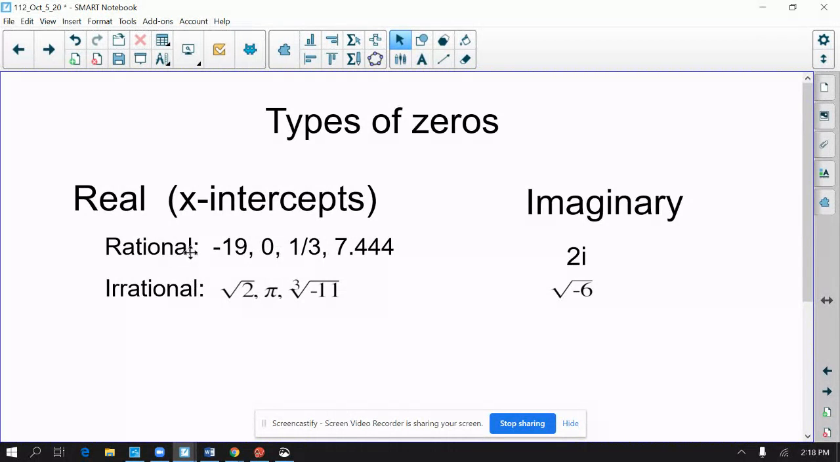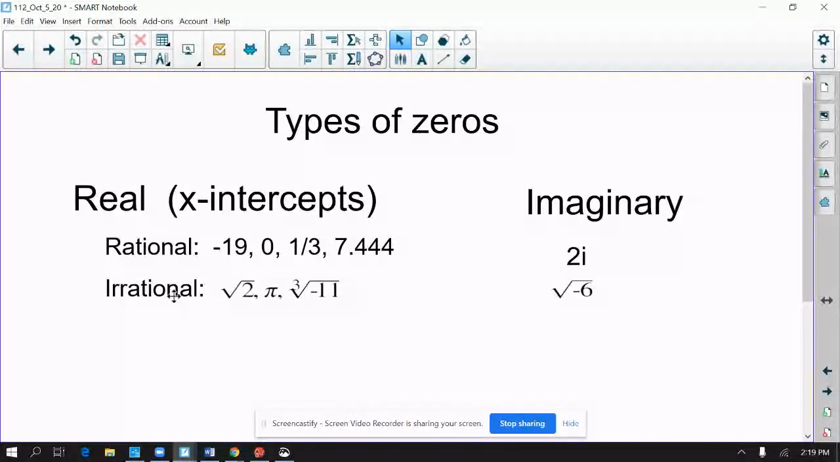So rational numbers, you have an integer divided by an integer. So negative 19, that's just negative 19 divided by 1. That's an integer divided by an integer. 0 is 0 divided by 1. A third is 1 divided by 3, etc. So any number where it's an integer divided by an integer is a rational number.